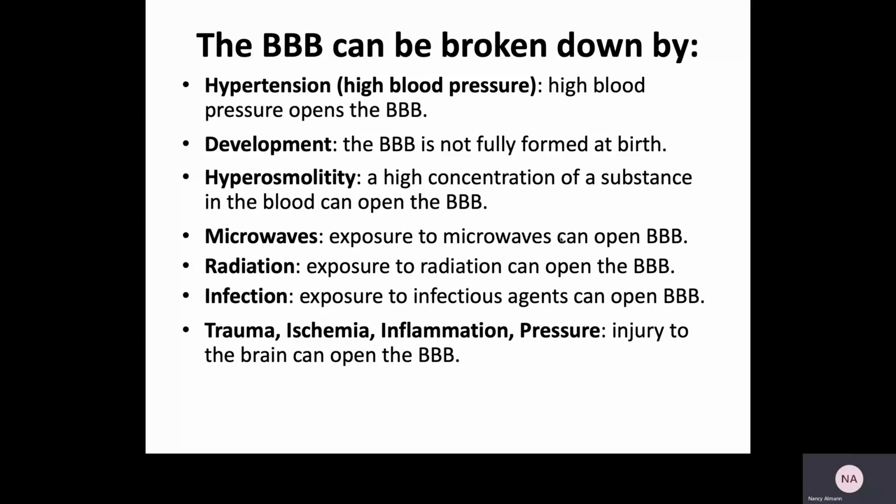Sometimes as the embryo develops into the fetus, the blood-brain barrier is not fully formed at birth. If you have a particularly high concentration of a certain substance, you can actually open the blood-brain barrier, and that substance can move into the brain tissue. Exposure to microwaves or radiation or certain infectious agents can open the blood-brain barrier. So those three elements can all impact the nervous tissue of your brain.